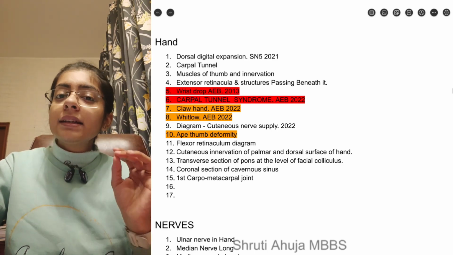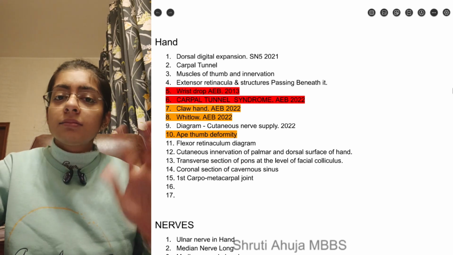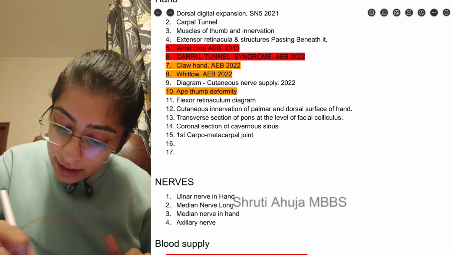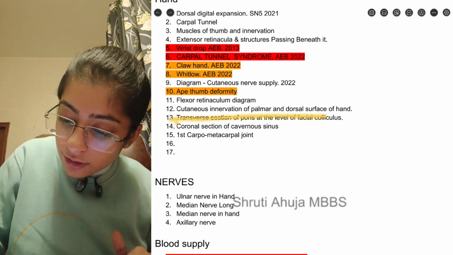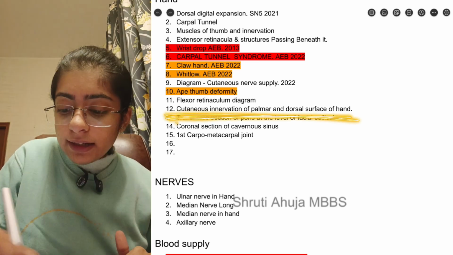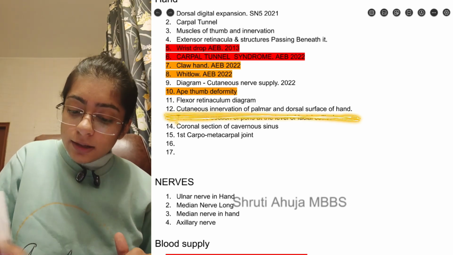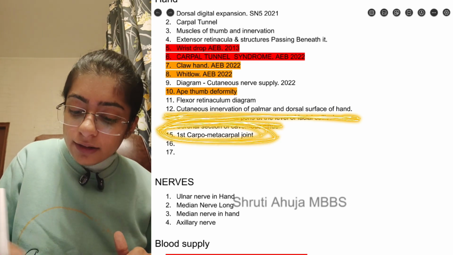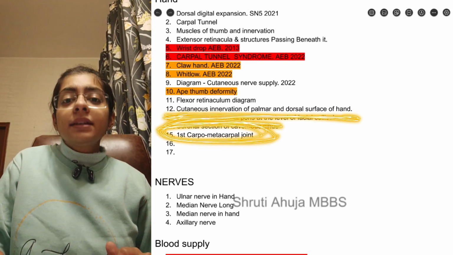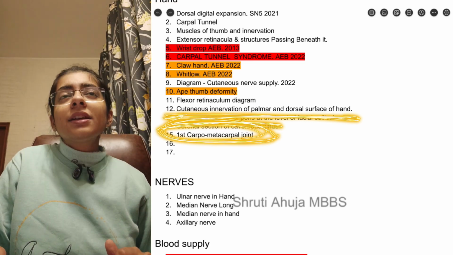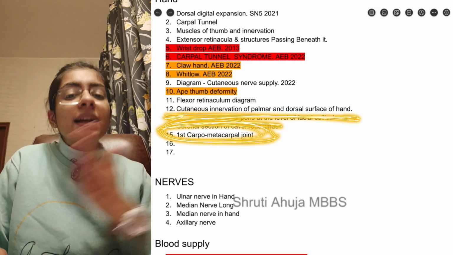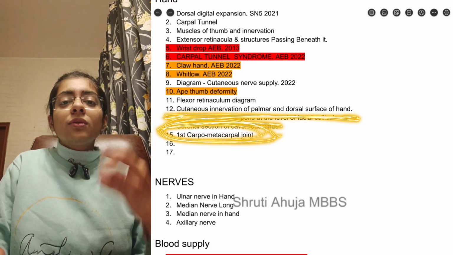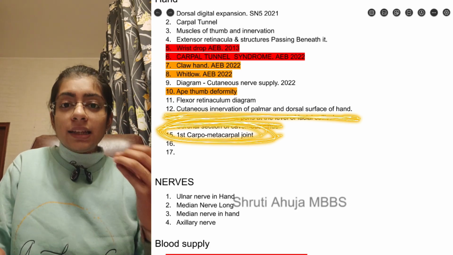You can find that in general anatomy, but that can come in upper limb as well. Ape thumb deformity, this is not from this chapter, it is from neuroanatomy. All this also. And this question, just mind it, first carpometacarpal joint, this is ignored, but yes, if you know about it, you can write something at least, right? It is better to know something rather than nothing.